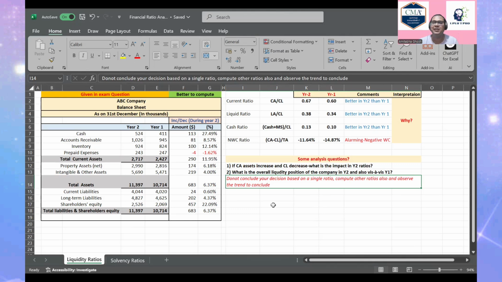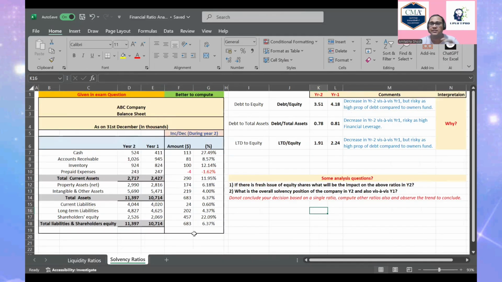Once you have understood the liquidity ratios, the same concept can be applied to any type of ratios for which the interpretation analysis asks. I'll also show you the solvency ratios, how it is done the same way. Same balance sheet I have taken. The left side is something we will be providing in the exam. If it is a big question, better to compute columns F and G in order to find out the change that has happened in 2 years.